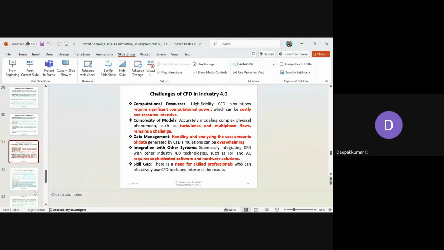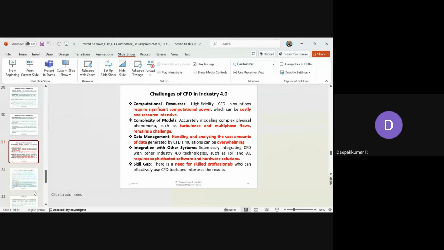And the complexity of the model. Accurately modeling complex physical phenomena such as turbulence and multi-phase flows is still a challenging task for many researchers who are working in CFD development for particular applications. And data management: handling and analyzing the vast amount of data generated by CFD simulation can be overwhelming. And integration with other systems: seamlessly integrating CFD with other Industry 4.0 technologies such as IoT and artificial intelligence requires sophisticated software and hardware solutions.